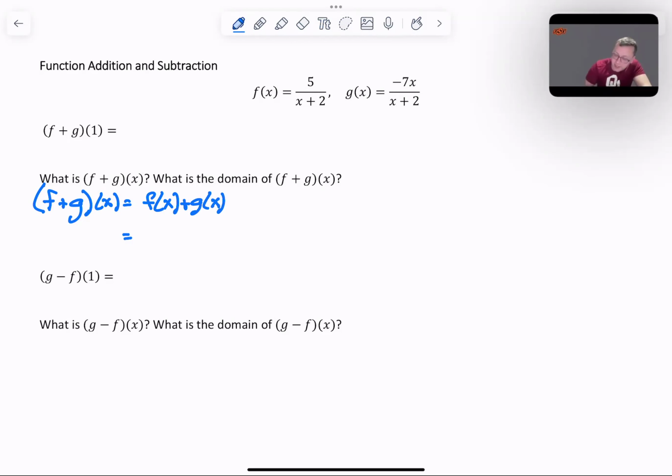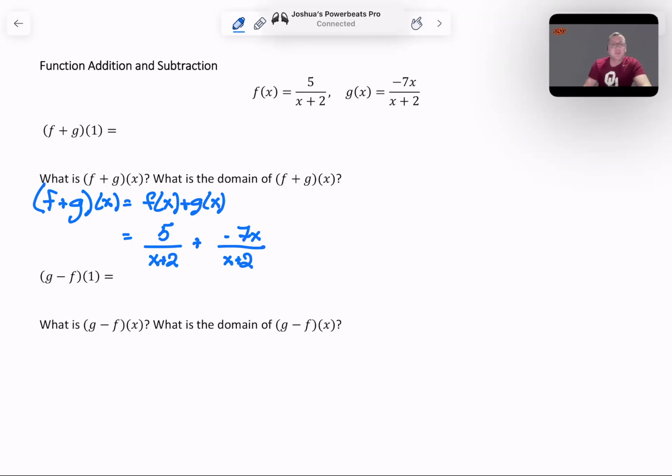So if I do that, f of x is 5 over x plus 2. And then we have plus negative 7x over, again, x plus 2. But here we have an x plus 2 that's common in the denominator, so I can just add the numerators. So this becomes 5 minus 7x divided by x plus 2. So that's what f plus g of x is.